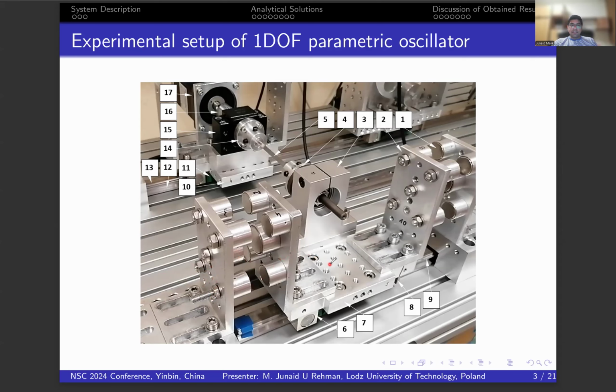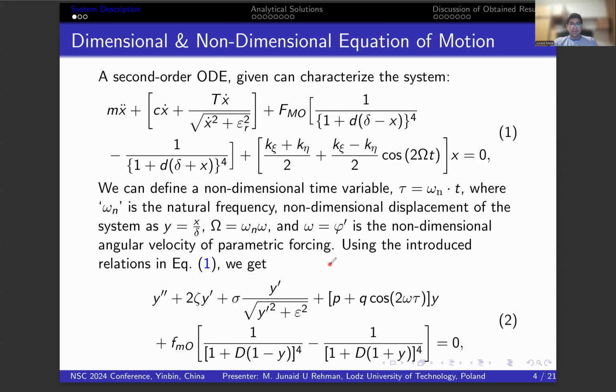In the next slide, we have the dimensional and non-dimensional equation of motion of this system. By using the second law, we get equation 1, which represents the dimensional form of the equation of motion of our system. And then we are going to convert the dimensional equation into the non-dimensional equation.